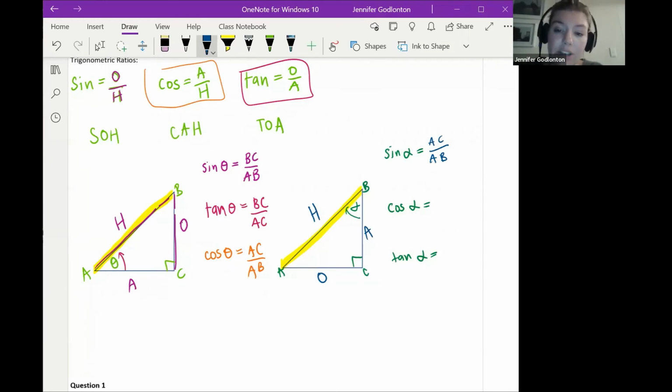Cos is going to be adjacent over hypotenuse, so BC over AB. And then tan is opposite over adjacent, which is going to be AC over BC.